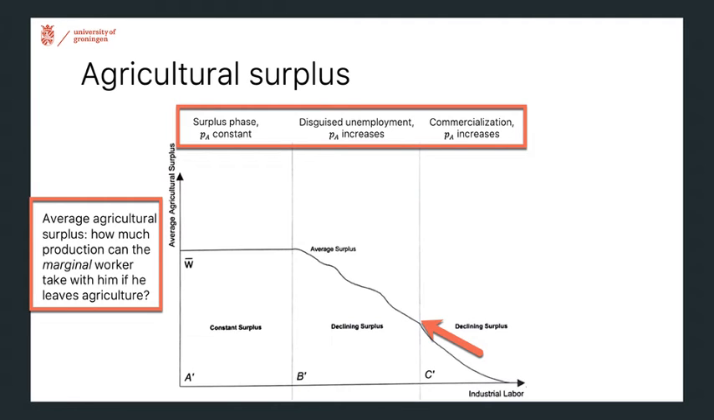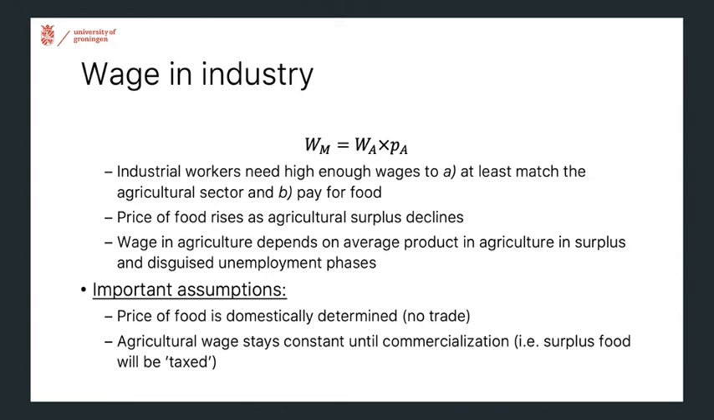So this clarifies the second part. Prices will start to increase as agricultural production starts to decrease, and thus average surplus starts to decrease. So what are the implications then for the industrial sector? And for that, we need to understand how wages are determined in the industrial sector.